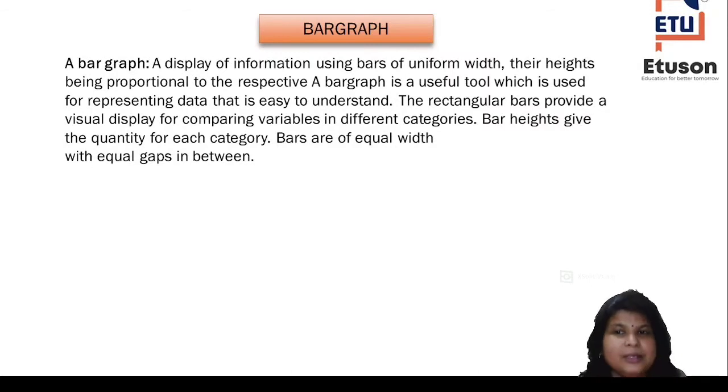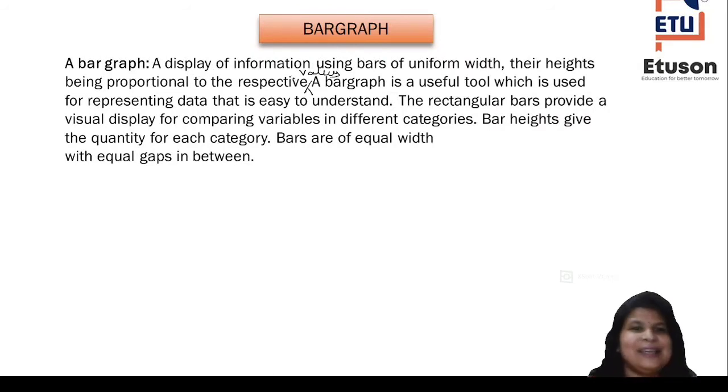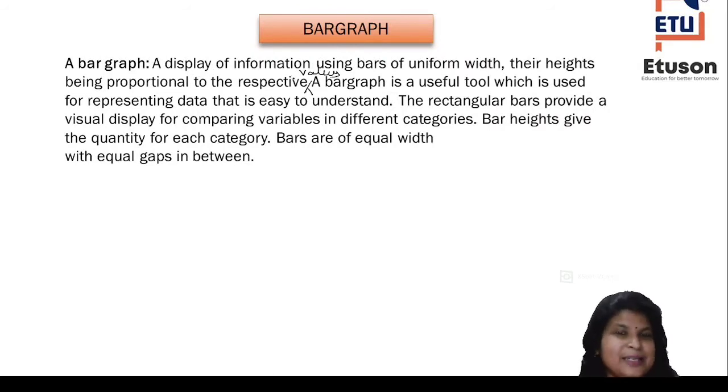The rectangular bars provide a visual display for comparing variables in different categories. The bar heights give the quantity for each category. Bars are of equal width with equal gaps in between. So this is the definition of the bar graph. I think here I have just missed respective values. Okay. So this is the definition and the information you can collect from the bar graph.